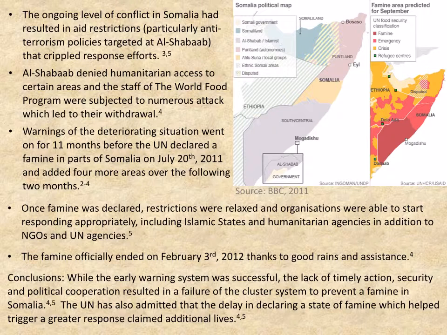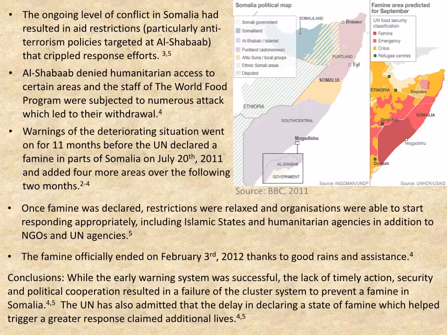But once famine was declared, restrictions were relaxed and organizations were able to start responding appropriately. This included Islamic states, humanitarian agencies, in addition to NGOs and UN agencies. Now, the Islamic states in particular and the Islamic organizations, they actually had a much easier time maneuvering around the country and dealing with the situation there, Somalia being a largely Islamic population or Muslim population.